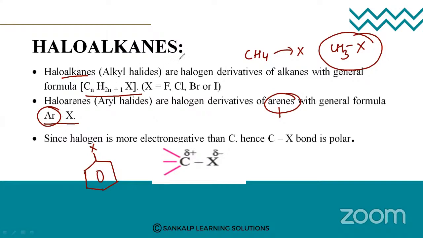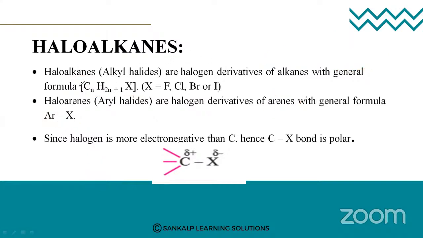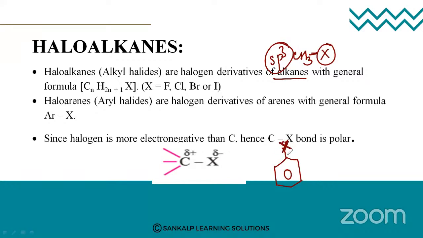In haloalkanes, what is the major difference? In haloalkanes you have aliphatic hydrocarbons, wherein the halogen atom is attached to an sp3 hybridized carbon. In haloarenes, the halogen atom is attached to an sp2 hybridized carbon. So here the halogen atom is attached to the carbon which is sp2 hybridized.